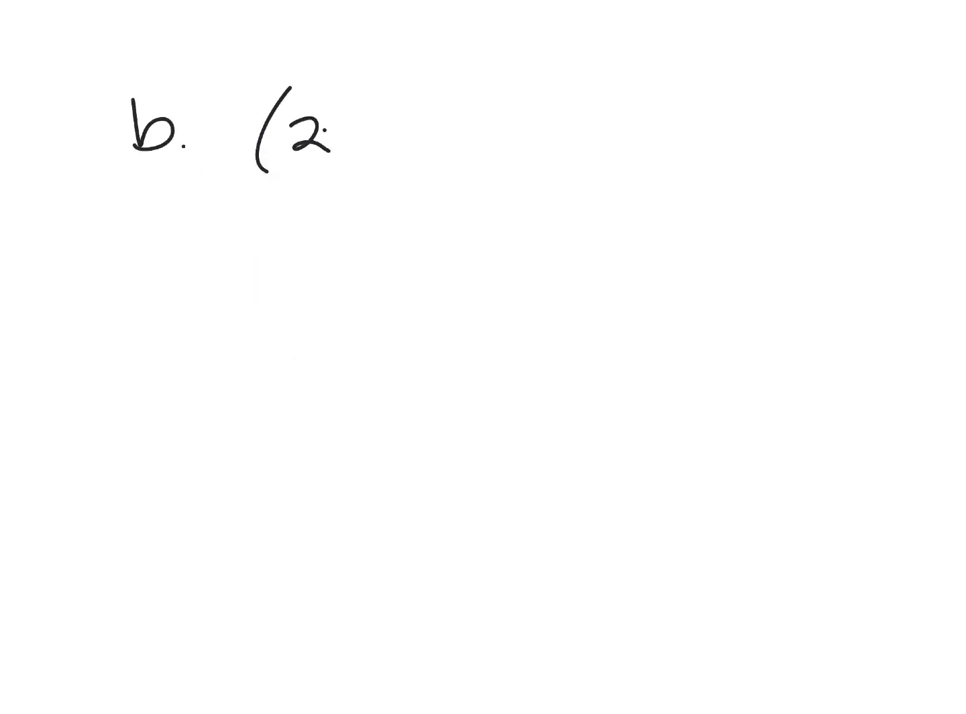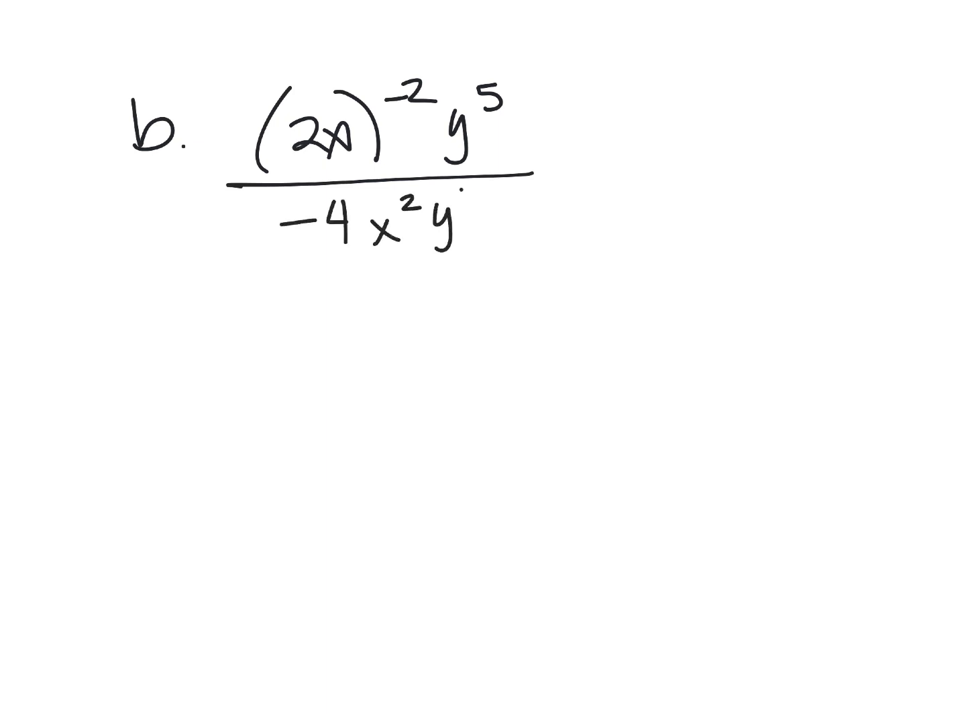I have 2x to the power of negative 2 and y to the 5. All of that over negative 4x squared y squared. All right, so looks crazy. Trust me, it will be fine. My x looked funny, so oh, that didn't help.